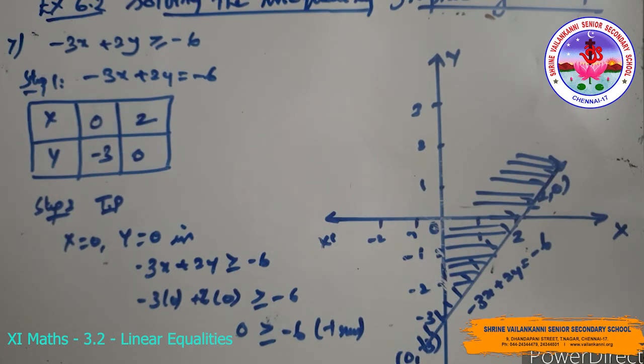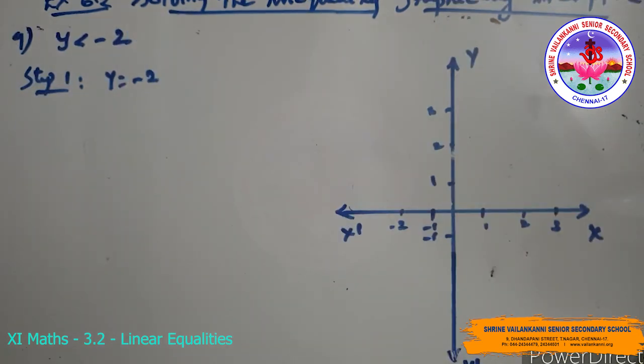The lower half plane is not the solution region of the given inequality. So any point on the line satisfies the given inequality. So the solution region or the feasible region of the given inequality is the half plane containing the point 0, 0, including the line.